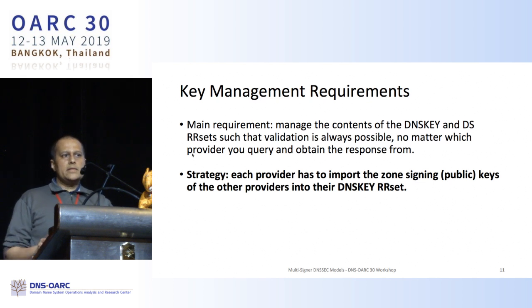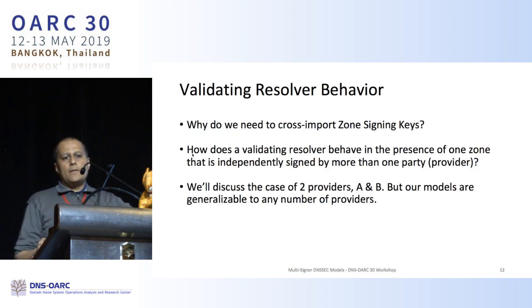And the strategy that we suggest in our protocol document is that each provider has to import the zone signing public keys of every other provider into their DNSKEY RR set. So this seemed like a very straightforward solution to us, but when we initially presented this work at the IETF, we got a lot of scratching heads, and people weren't able to grasp exactly why this requirement was being imposed and how it solved the problem. So I thought I'd walk you through that problem in a little bit more detail.